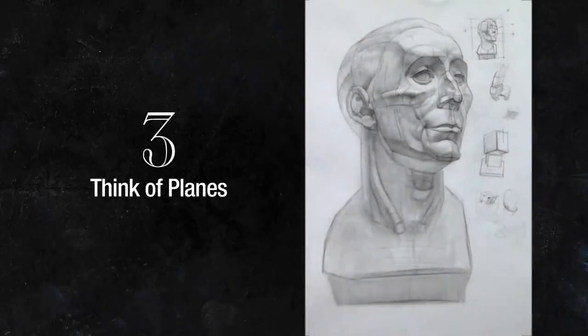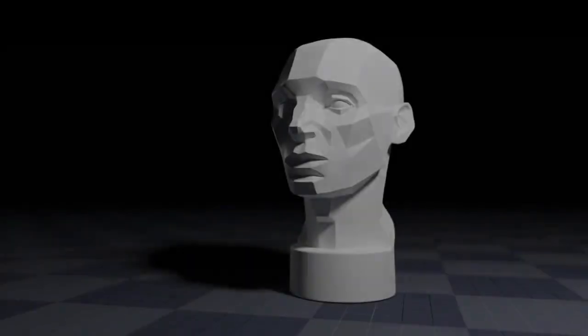Tool number 3 is to think in planes. This is related to perspective, but it's specifically about understanding the topology or surface of the thing you're drawing. We're going to do an assignment specifically for this.